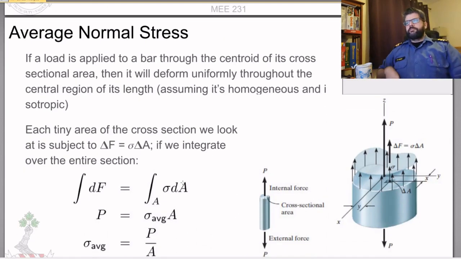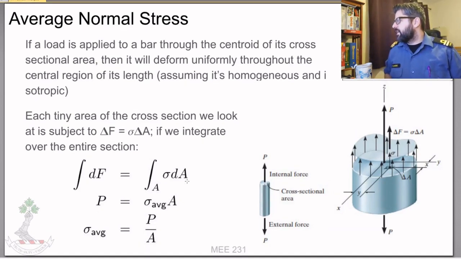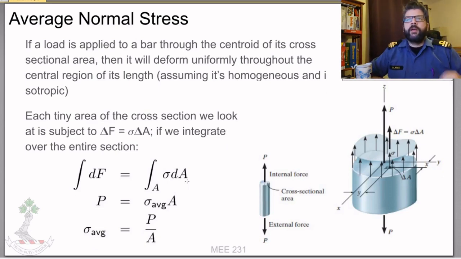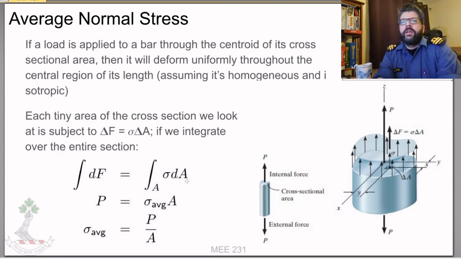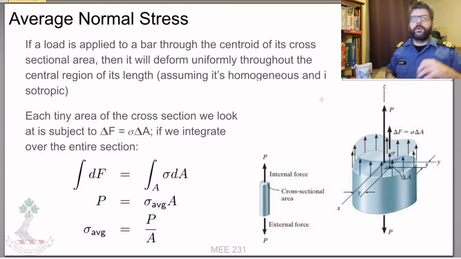So, before we get to that shear matching condition that I talked about, let's talk about average normal stress. Essentially, if we take a bar and load it through the centroid of its cross-sectional area, it's going to deform uniformly, again assuming it's homogeneous and isotropic. I don't know why this dropped the I on isotropic. I think I hit enter in the wrong spot anyways.